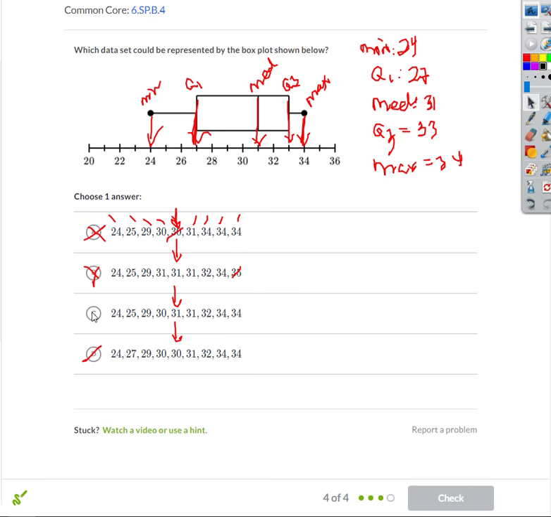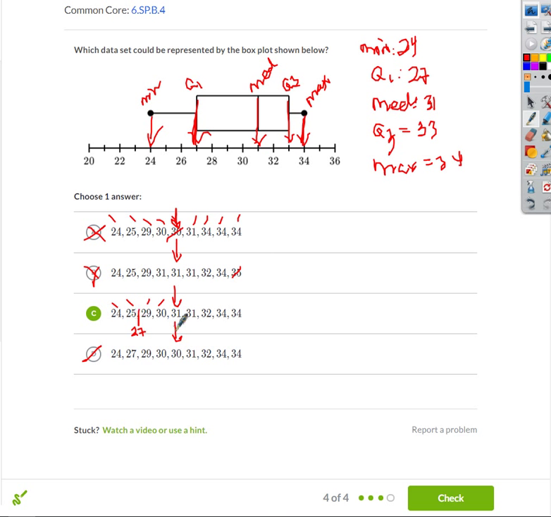Now we still want to confirm. So we confirm the data to the left of the median will be 24, 25, 29, 30. There's a difference of 4. So if I count by 2, the Q1 would be 27. So that should be 27. To continue the pattern, 25, 27, 29.